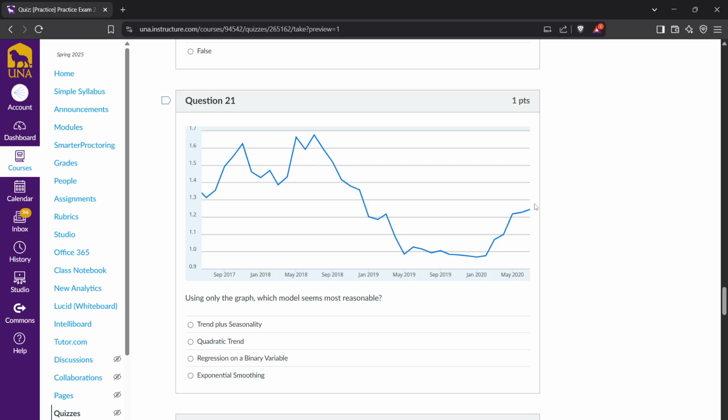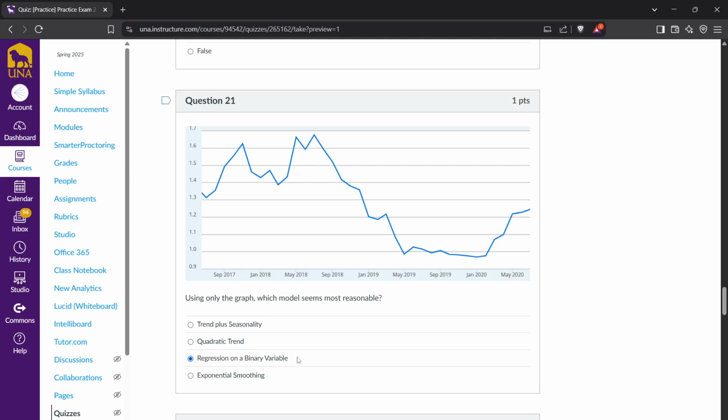This looks like stock returns. It looks like, well, it looks like a lot of time series data, to be quite frank. I don't see a trend, and I don't see seasonality. I don't see a quadratic trend. It doesn't have a happy face or a sad face. I don't know what regression on a binary variable is supposed to do in this category.